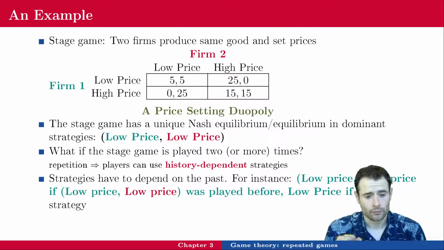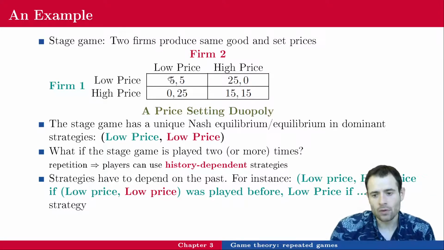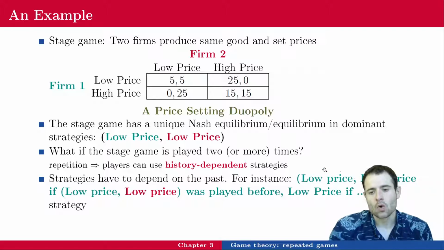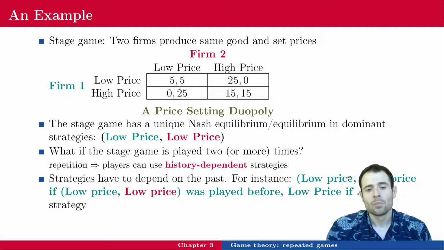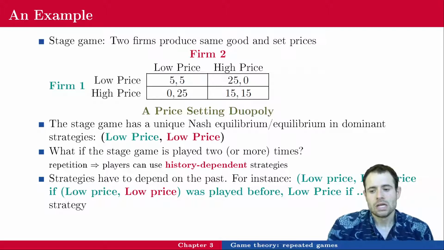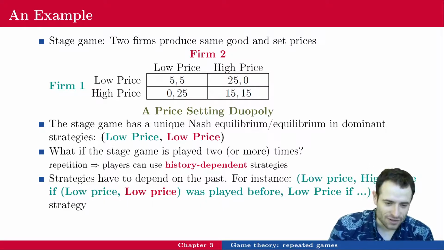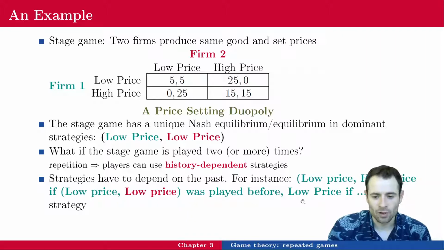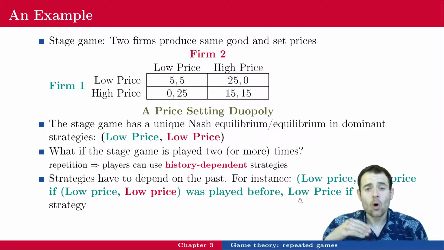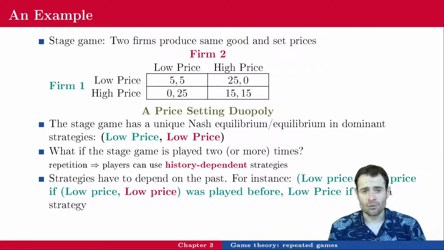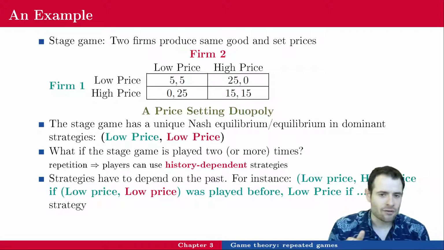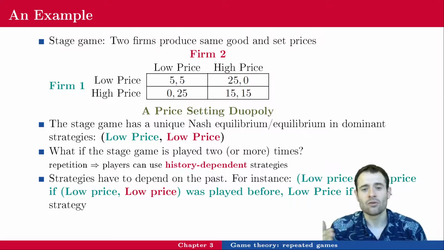before. So, for instance, in period 1, it could decide to play low price, but then in the second period, it could play high price if low price was played before, or it could play low price if high price was played before, or it could play high price if high price was played before, and so on. So, in the second period, each action will depend on what happened before.